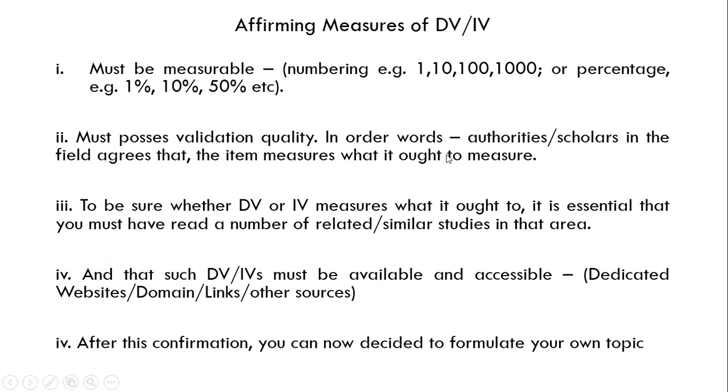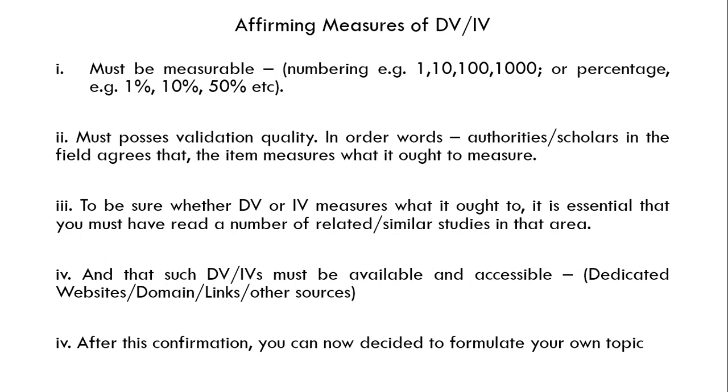Oftentimes, the kind of measure it takes could be a number, or it could be in percentage. When you have numbers, either in tens, in hundreds, and in thousands, and when you have the percentage in 10, 50%, as the case may be. Then secondly, you must possess the validation quality. What do we mean here?